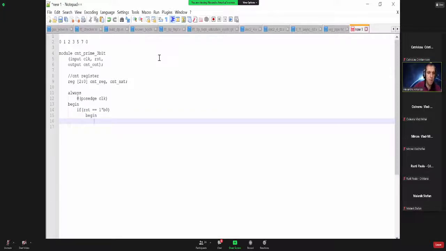Try to use begin end when you have if, for, and so on in Verilog, even if you have a single instruction. I know from my experience, I have colleagues who have actually lost one or two days because of something like this.